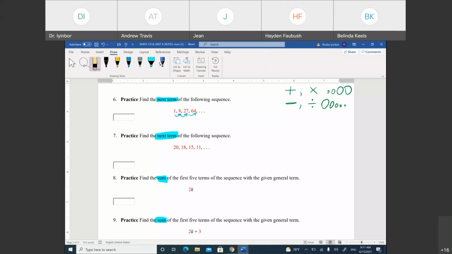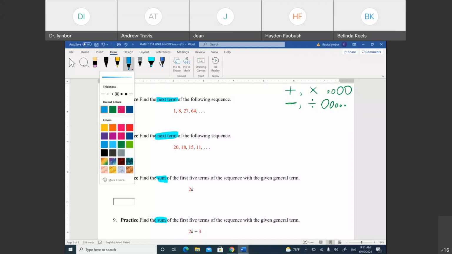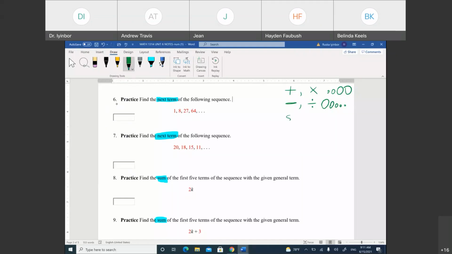So in that case, you have to look at each number individually. Can you see the number 1, the number 8, the number 27, and the number 64? Are they cubes or squares of something? What do you think? So this is the third tip. The first one is if it's increasing, adding, multiplying. The second is subtract, divide. And the third tip I'm going to give you is all the numbers are squares or cubes.